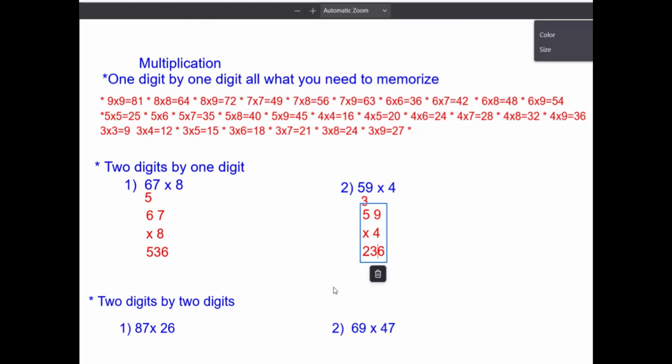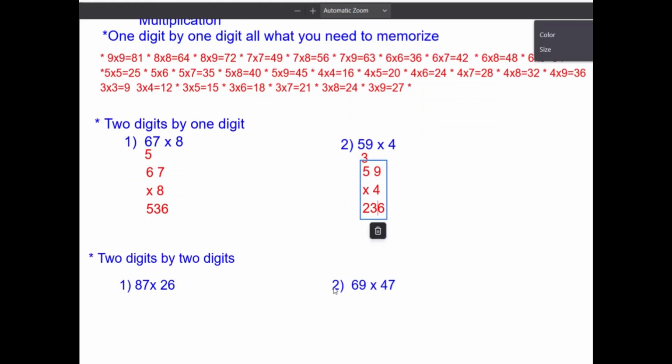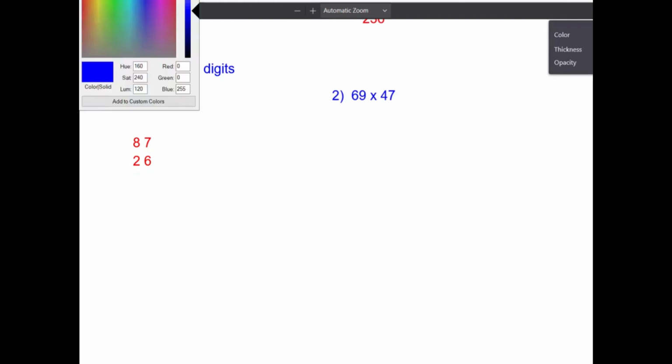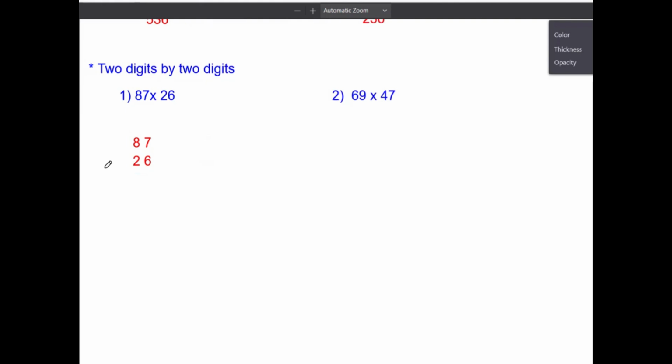Okay, so let's go for more and see how we multiply two digits by two digits. If you're multiplying a two-digit number by a two-digit number, you follow the same idea. Like you've got 87 multiplied by 26. Please, if you are the type of person who gets mixed up, like many students I've got, they don't know which number they are multiplying by which digit.